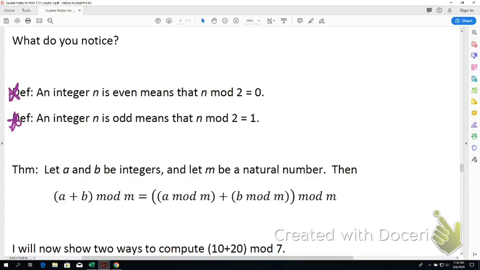So let's now look at a theorem. We have two integers, a and b, and m is a natural number. If I have (a plus b) mod m, this equals ((a mod m) plus (b mod m)), and then after that value you get, you take the mod m again. And you're like, whoa, way too many mods. I mean, that is kind of true here, but this is a theorem. We're not going to prove this theorem, okay, but we're going to utilize this theorem.